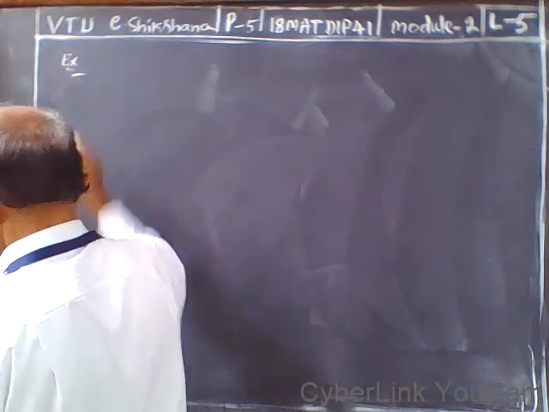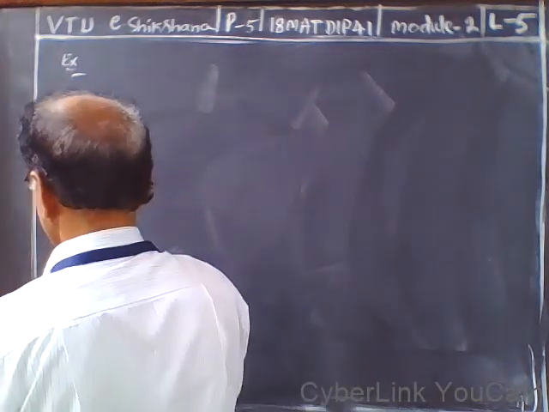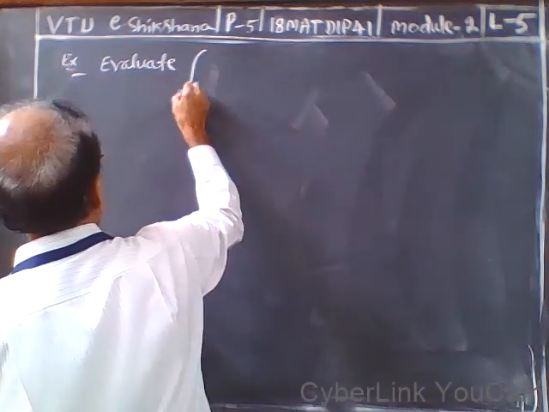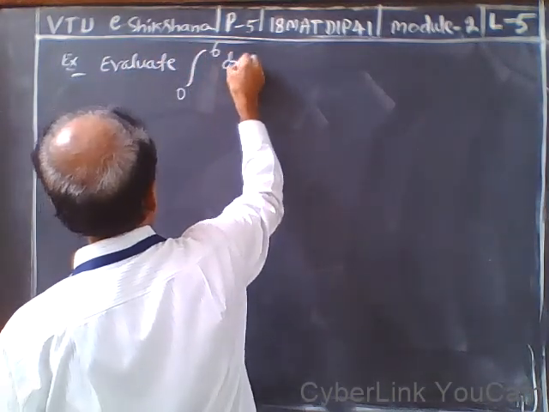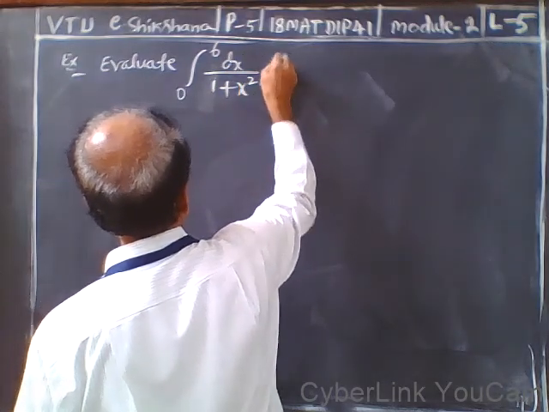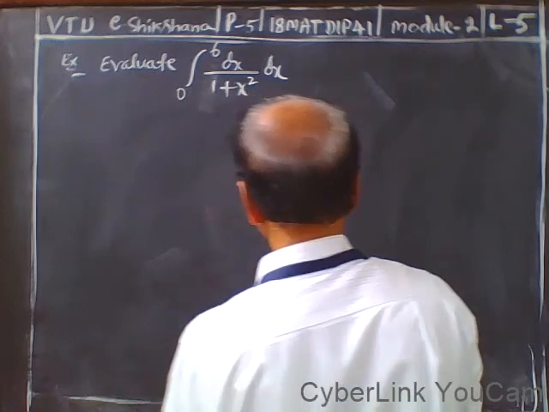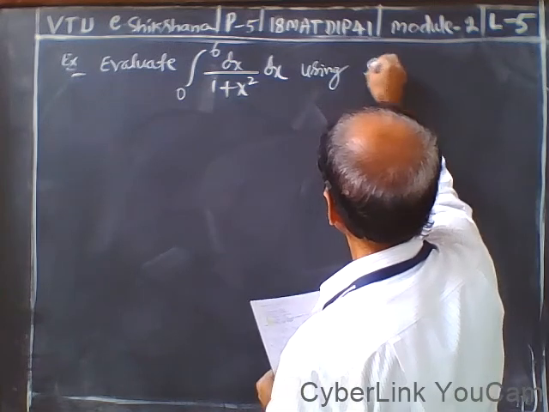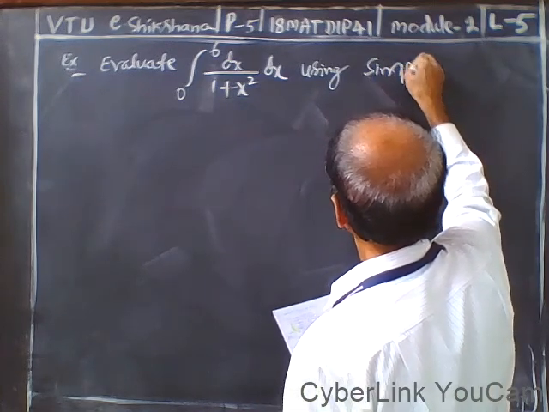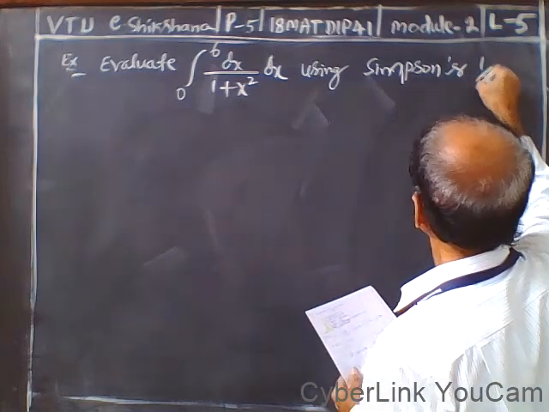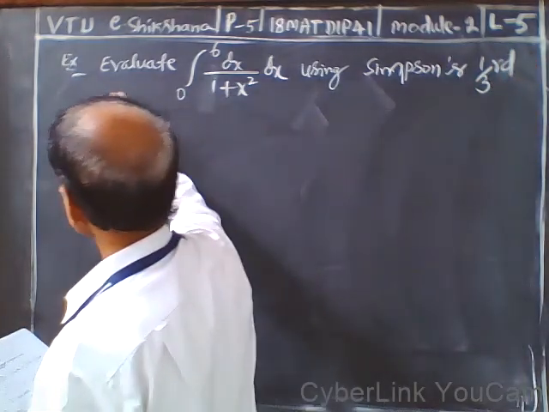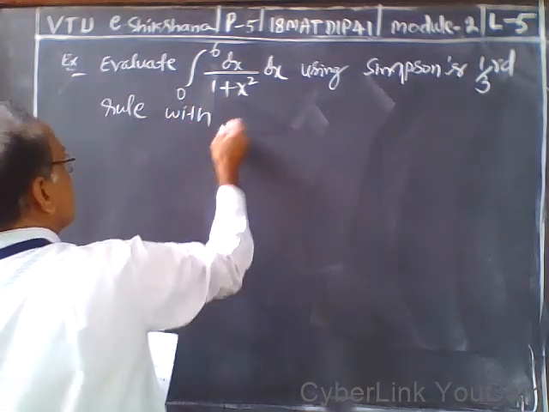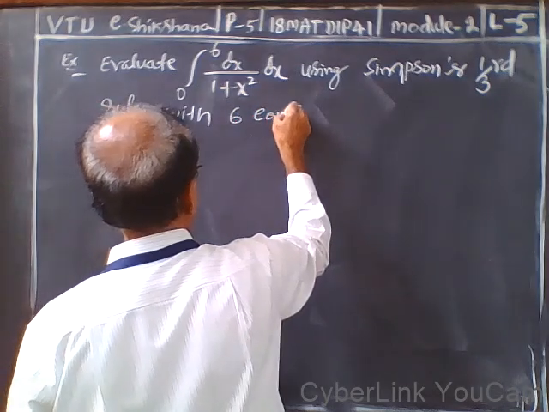First example: evaluate the integral from 0 to 6 of dx divided by 1 plus x square, using Simpson's one-third rule with 6 equal parts.